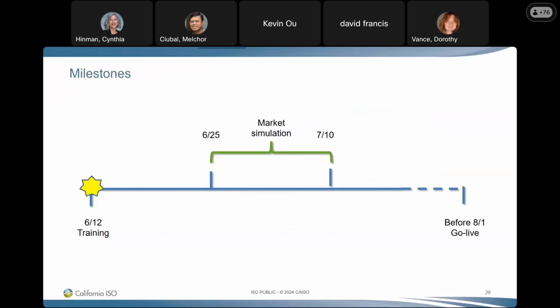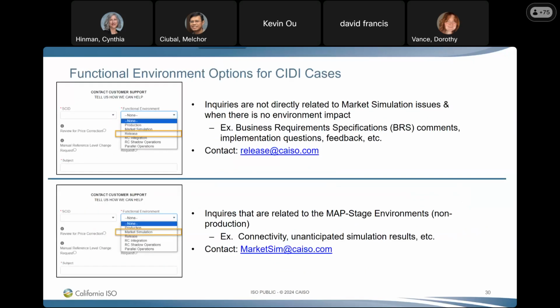So just to reiterate, we're doing this training. There will be a market sim. There will be market sim forum calls as well, and we're anticipating to go live before 8/1. When we have that date available, we will certainly let you know in the RUG meetings and all of those other meetings that we have. This is just one of our standard slides that's telling you about our functional environments and what you use them for. We talked about the questions for market sim already. If you have questions about a release that does not have to do with market simulation, please use the functional environment of release for that.